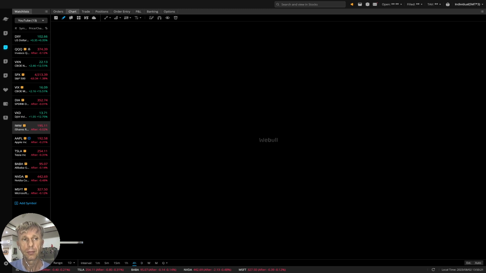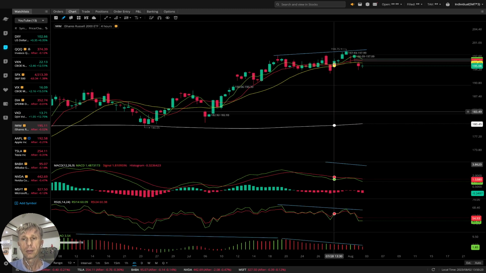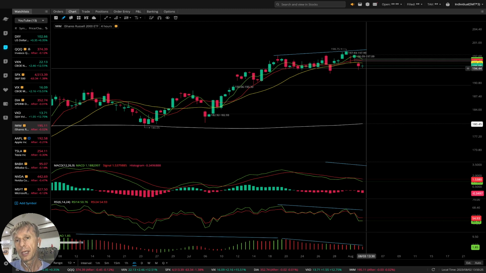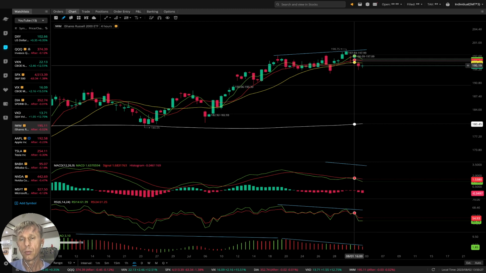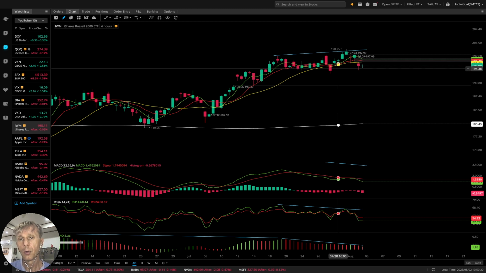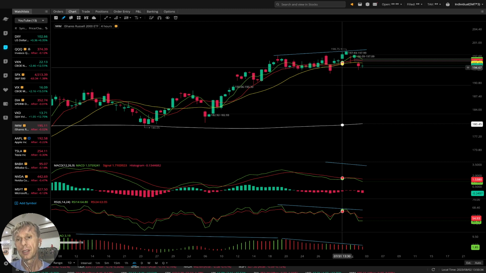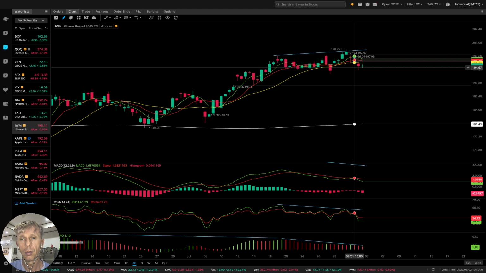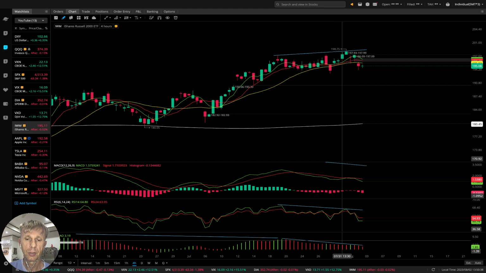Let's see 4 hours. 4 hours, it's more negative. Last 2 bars moved below MA20. It left 2 gaps already. MA5 and 10 still above 20, but bars already below 20. Bearish reversal signal on all indicators and bearish divergences.